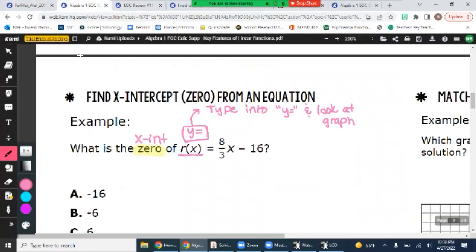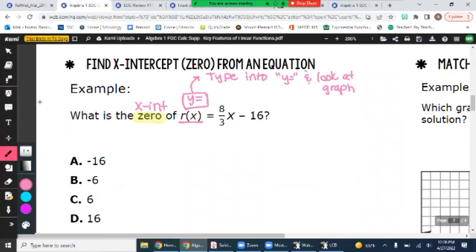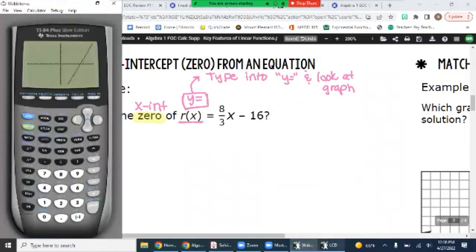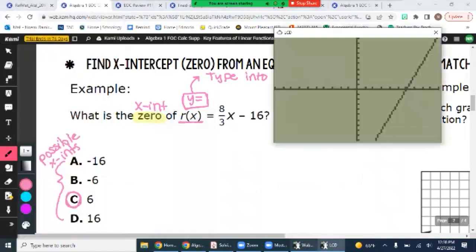The answer is C. The answer is C. Okay, C is what's representing my what? X-intercept. All of your answer choices are possible x-intercepts. Only one of them fits, but they're possible x-intercepts. Now, go ahead and hit second graph for me.